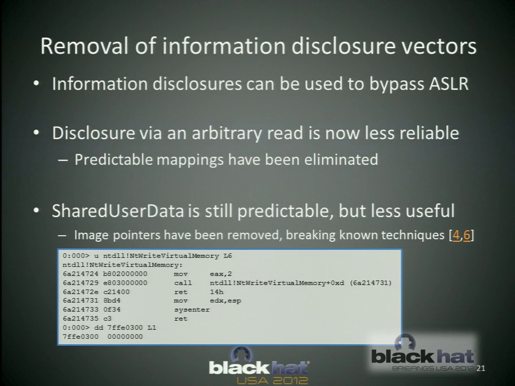And finally, we've also taken steps, to the degree that we can, to try to remove generic information disclosure vectors. So as Furman mentioned in his talk, it's possible to use an address-based information disclosure to bypass ASLR. If you can learn where a DLL is loaded or where a heap is loaded, then you can use that to your advantage when developing an exploit. So some of the steps that we've taken here is that in a 64-bit process, and even in a 32-bit process, disclosure via a flaw that enables you to read from anywhere in the address space is now less reliable.